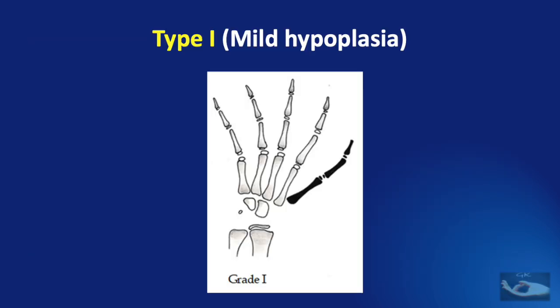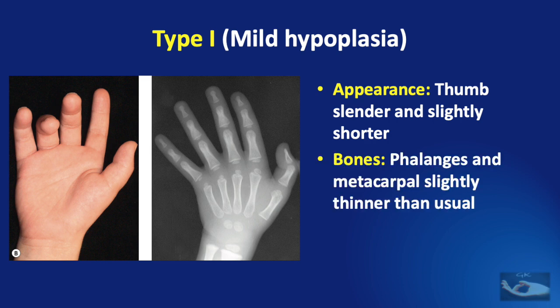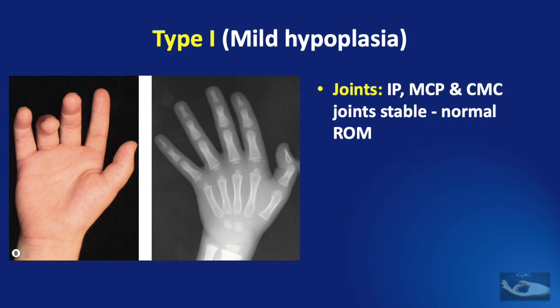The type 1 or grade 1 of the original Blauth classification is sometimes known as mild hypoplasia. The thumb appears slender and slightly shorter. The phalanges and metacarpal are slightly thinner than usual, but the joints, that is the interphalangeal joint, metacarpophalangeal joint and carpometacarpal joints, are stable with a normal range of movement.